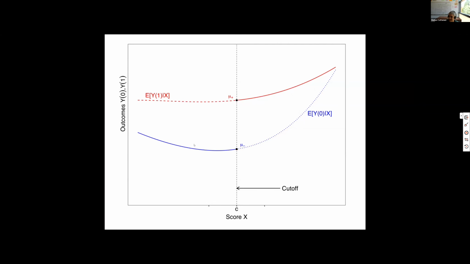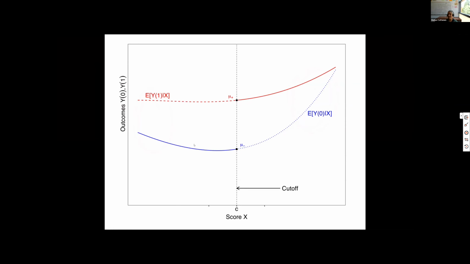RD designs are going to give us something about what happens there at the cutoff point from a continuity perspective, or perhaps something around here if we are willing and able to apply a local randomization analysis. But certainly it will be hard to learn something about down there, right?